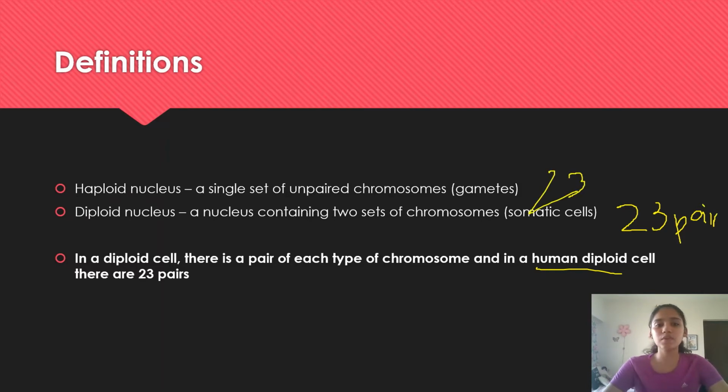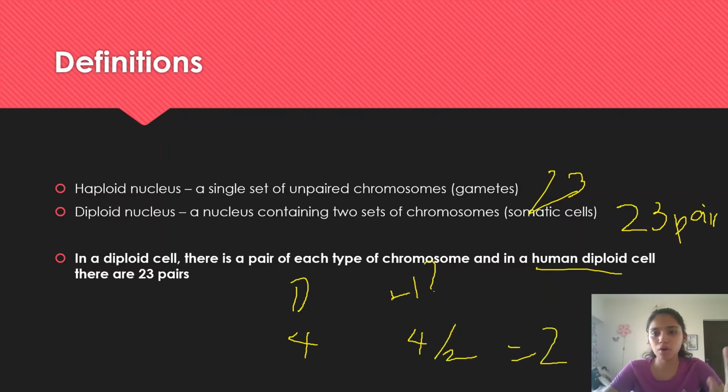So now I'm going to give you a question. Supposing the diploid cell of an organism has 4 chromosomes, how many will the haploid cell have? The answer to that is simple. You just have to divide the diploid by 2 and you get 2. A way to remember it: H is for haploid, H for half, D for diploid, D for double. So you multiply by 2 for diploid, divide by 2 for haploid. That is basically what you need to know.